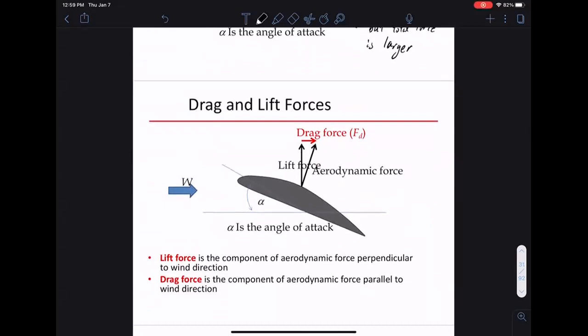So this summarizes how we break up the aerodynamic force into two components. The lift is what we want. The drag is wasted for us. So the idea is to maximize the amount of lift we have. Any questions so far?